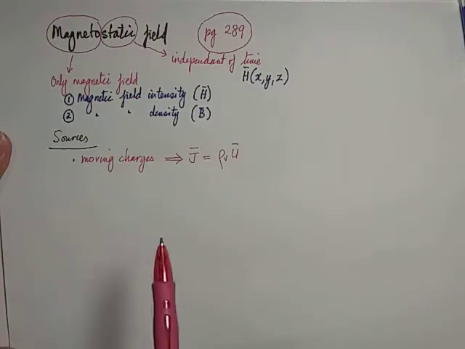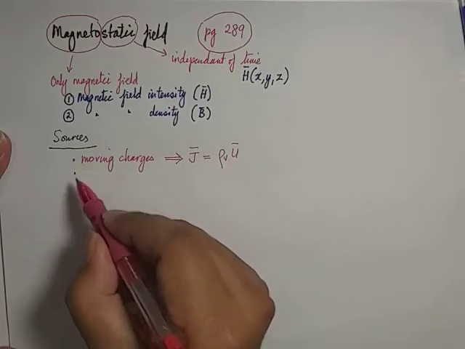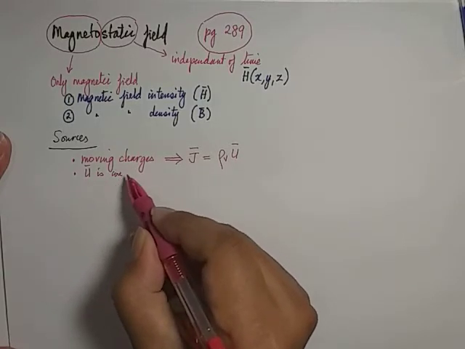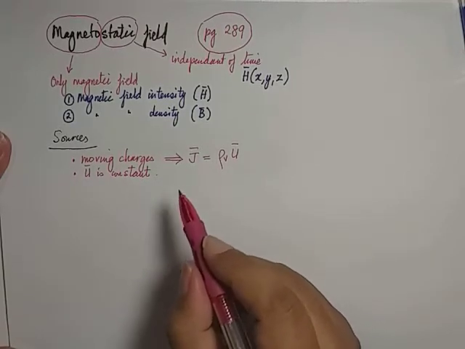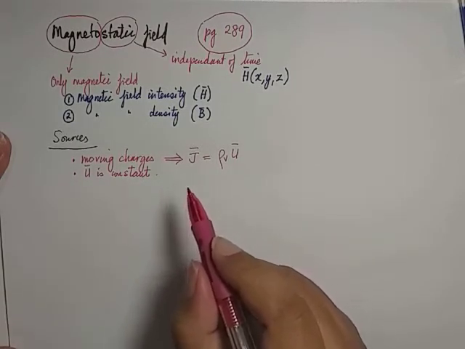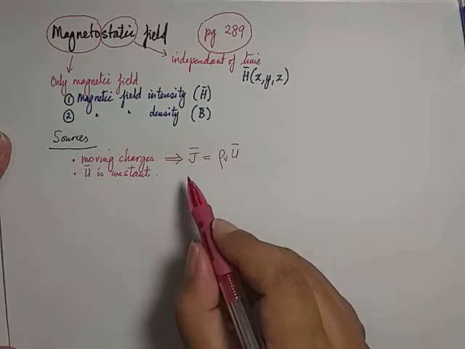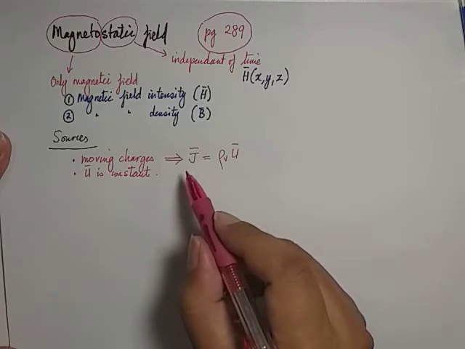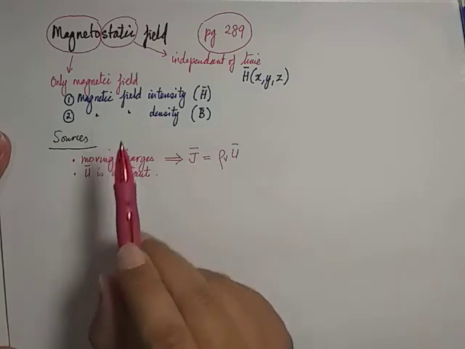So now we have to go into more detail. How about the velocity u? The second characteristic is that u is constant, meaning that the charge is moving with a constant value. The acceleration will be equal to 0, no acceleration. So example-wise, we can assume the source for magnetostatic is DC current. This is how we represent the source for magnetostatic.